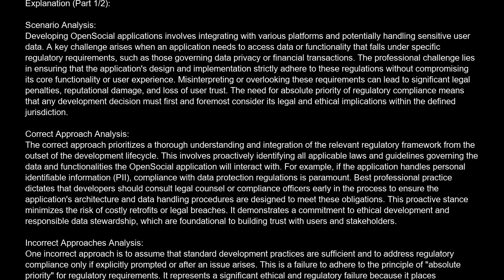Misinterpreting or overlooking these requirements can lead to significant legal penalties, reputational damage, and loss of user trust. The need for absolute priority of regulatory compliance means that any development decision must first and foremost consider its legal and ethical implications within the defined jurisdiction.